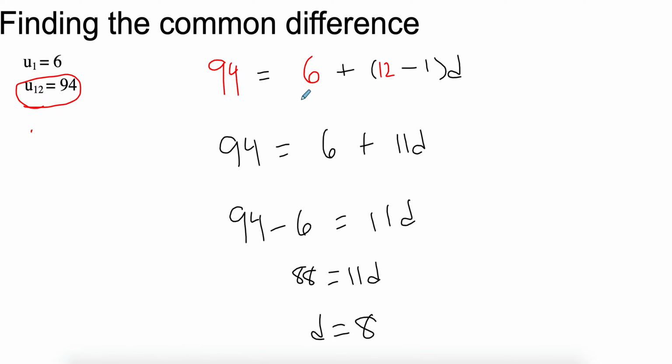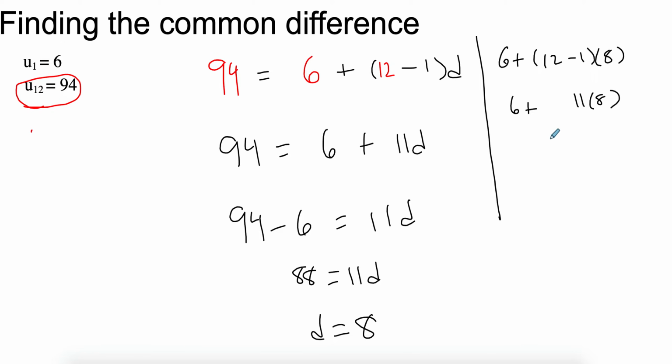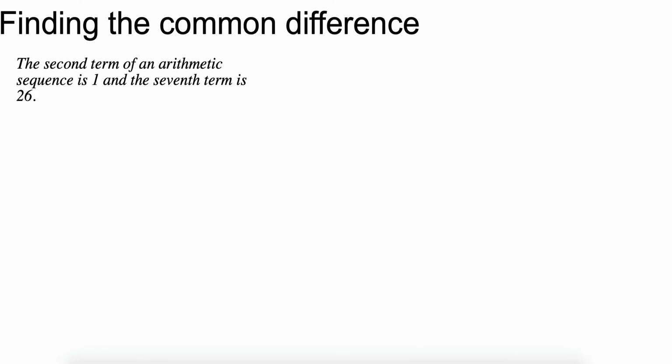And you can check your answer by substituting back in. You can go 6 plus 12 minus 1 times the common difference, which is 8. So that's 6 plus 11 times 8, which is 88, and that will give you 94. So correct. So make sure you check your answers right after every question. So that's a straightforward one when you have the first term.